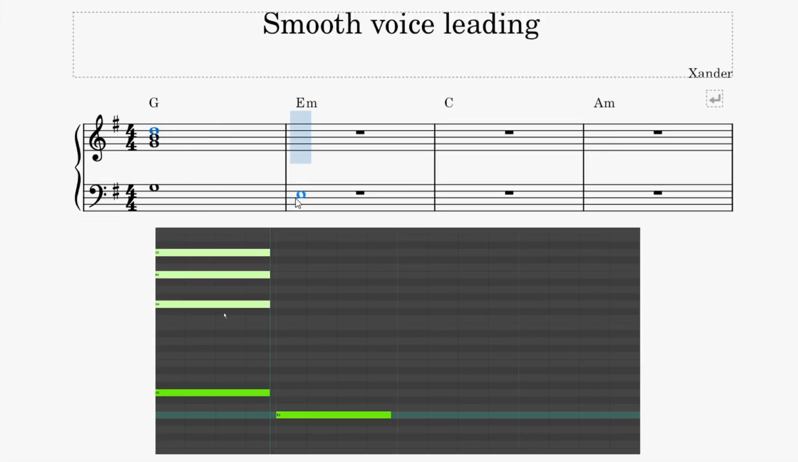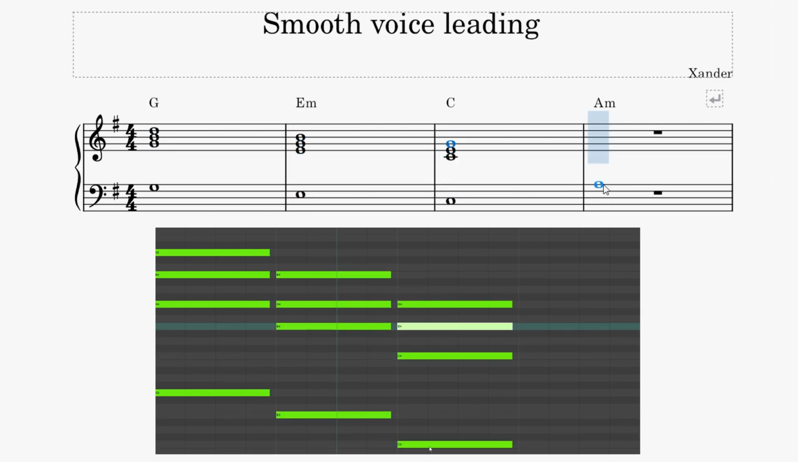Most likely you've heard about the term voice leading, but why would you even consider applying it? Let's find out and let's get creative. Here I have a chord progression of G, E minor, C, A minor.